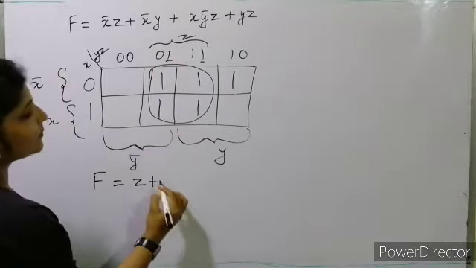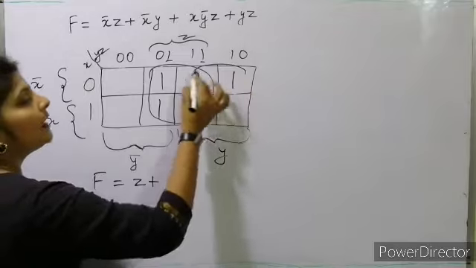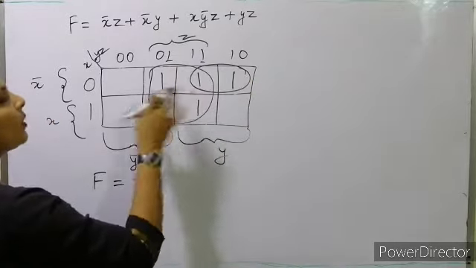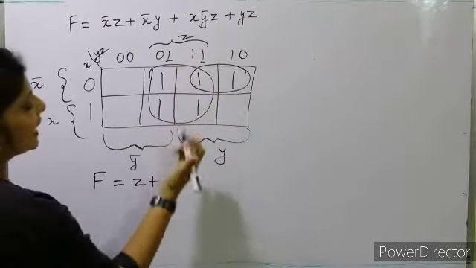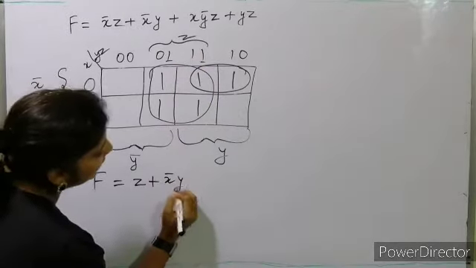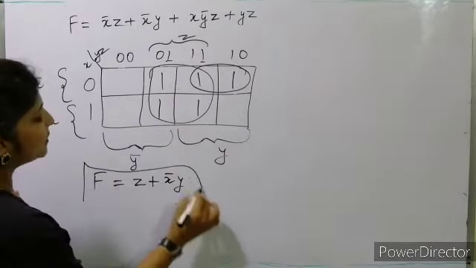Okay, and plus how will we do it? We can take these two also. So what is common in this? x bar is common and y is common. So x bar and y. So this will be the expression.